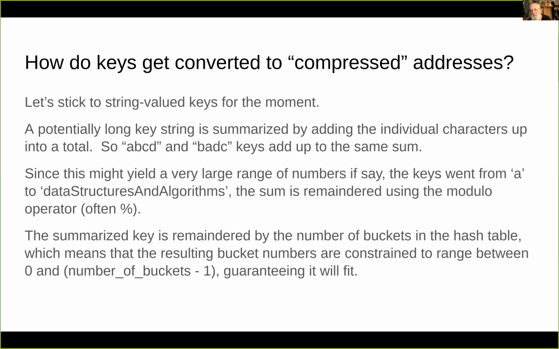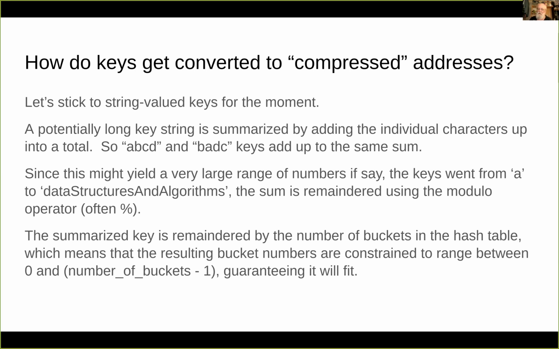The sum that you get from adding up all the elements in the key is remaindered using the modulo operator. Now, what does that mean? That means that you mod the number, and you get the remainder: you basically divide it by the size of the hash table and take the remainder. What that does is ensure that the summed key cannot get outside the hash table, because it's basically scaled down to fit, and that operation is actually also very quick. The summarized key is remaindered by the number of buckets in the hash table.